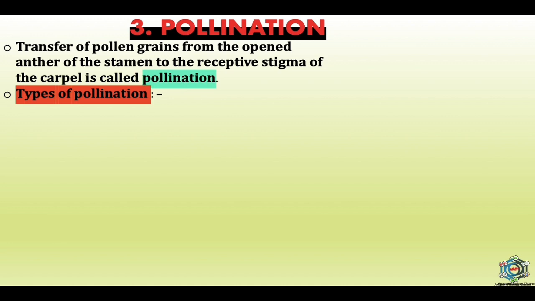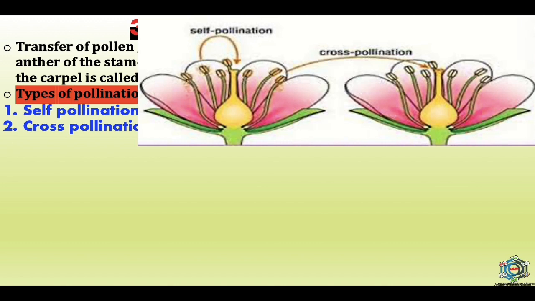So here are the types of pollination. There are 2 types of pollination. First one is self-pollination and the second is cross-pollination. In self-pollination, the pollen grains from the stamen reach the pistil of the same flower, that means the stamen and the pistil are in the same flower, while cross-pollination occurs between 2 different flowers, that means separate flowers.